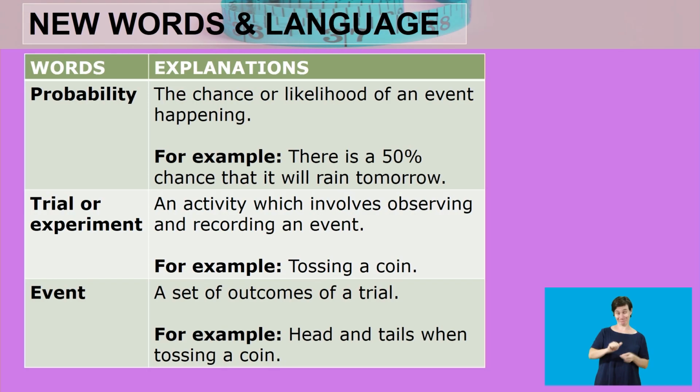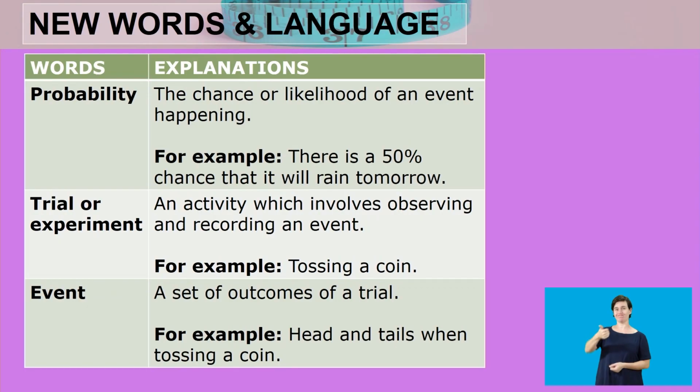Then we've got the word trial or experiment. Trial or experiment means an activity which involves observing and recording an event. So for an example, tossing a coin. When you take your coin and you toss it, you are actually performing an activity, then you will record the results: after tossing my coin, where did I land? Did I land on a head or did I land on a tail?